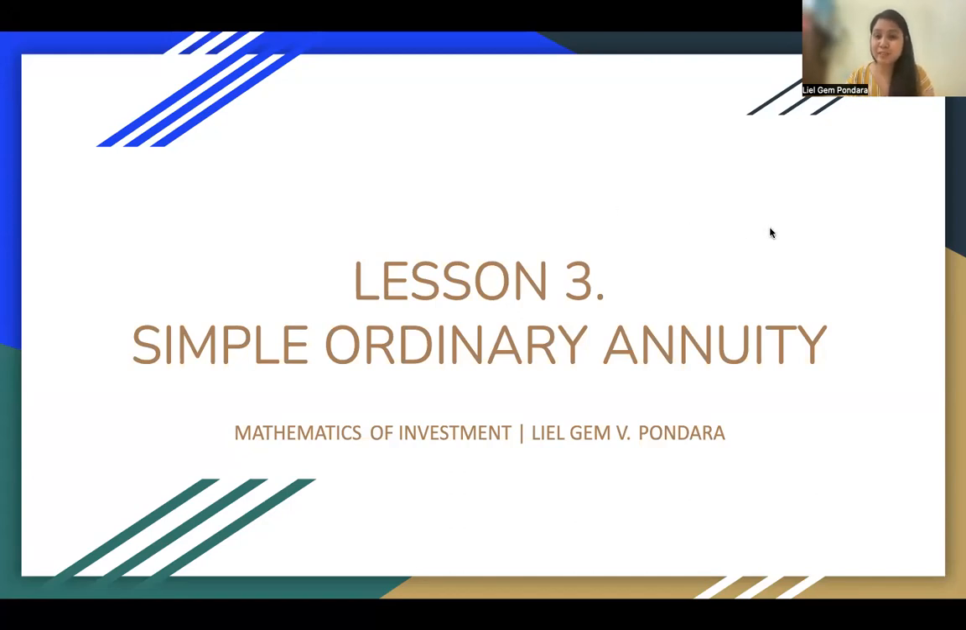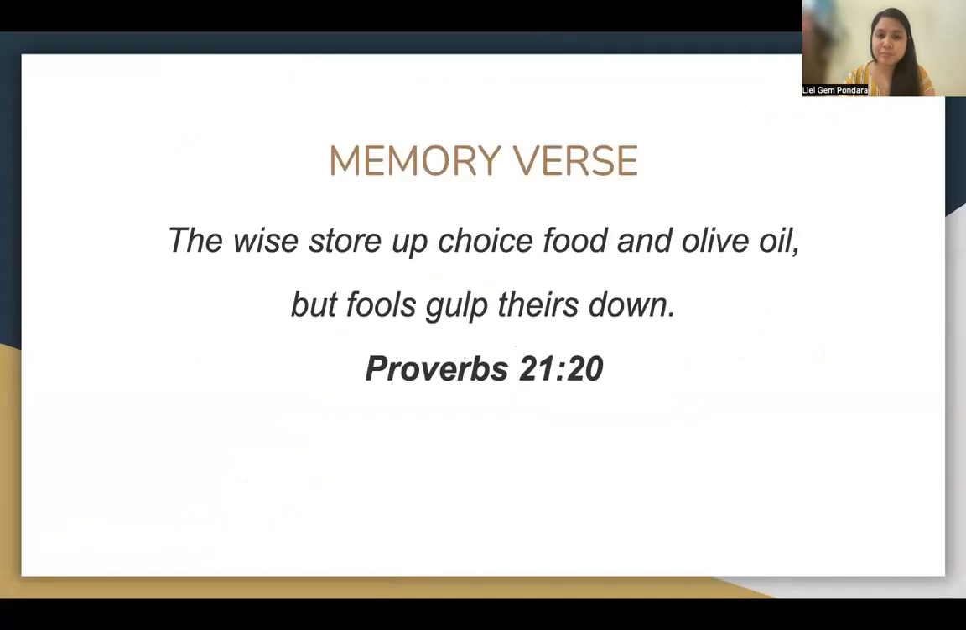Our memory verse for today is found in Proverbs 21 verse 20. It says, "The wise store up choice food and olive oil, but fools gulp theirs down." Our memory verse today reminds us to save wisely and not to spend much. You see, for our classes, we keep on talking about investment, interest, and annuities. So we need to use our money wisely.